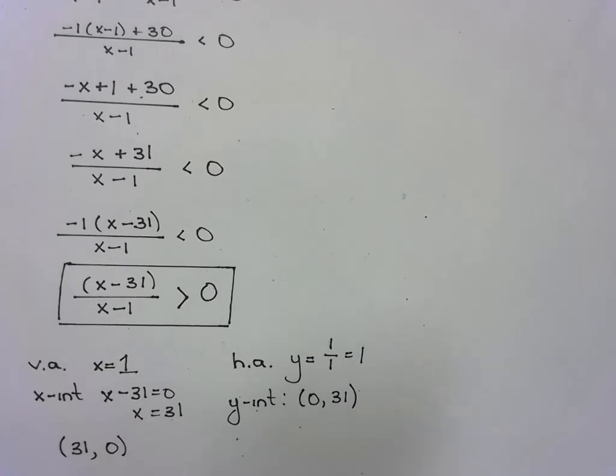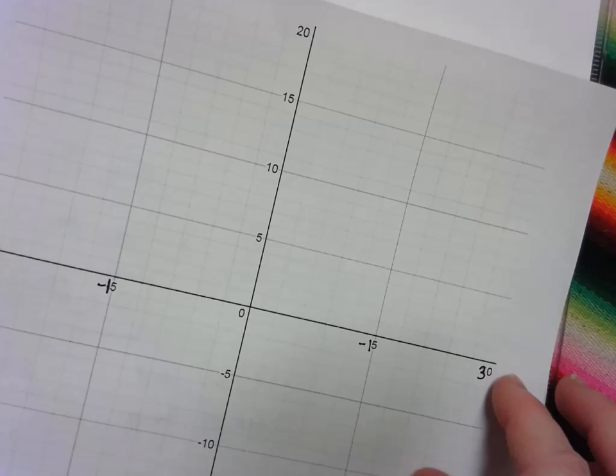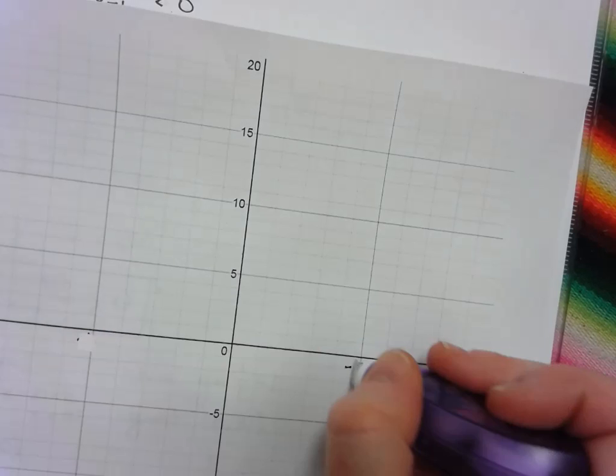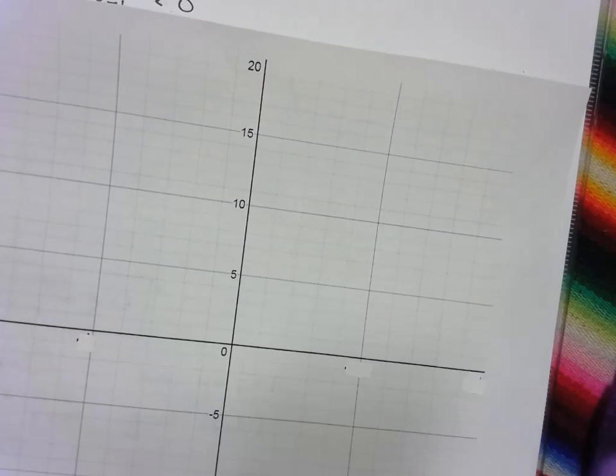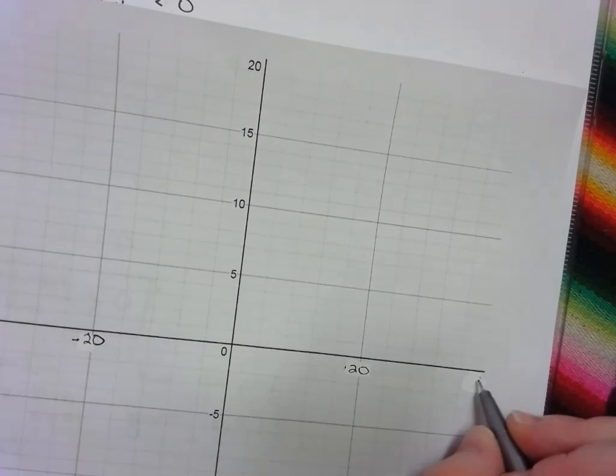So now I want to graph this. So I'm going to take a piece of graph paper, and I'm going to graph it. So first, I have a vertical asymptote at x equals 1 and a horizontal asymptote at y equals 1. And then I have a y-intercept and x-intercept at 31. So when I take my graph paper here, I'm going to get rid of the numbers and make these go up by 20s, because they're not going to work otherwise. So I'm going to have negative 20, and I'm going to have positive 20 and positive 40.